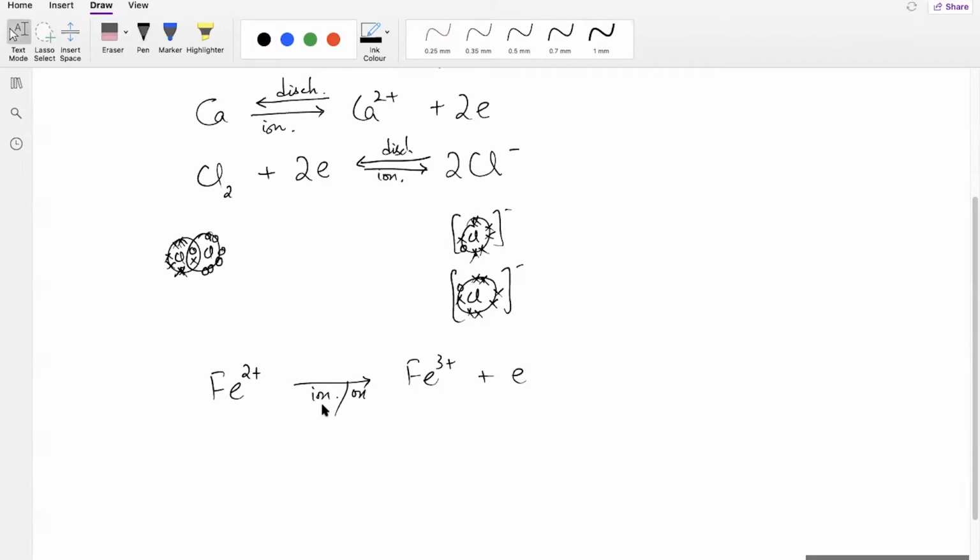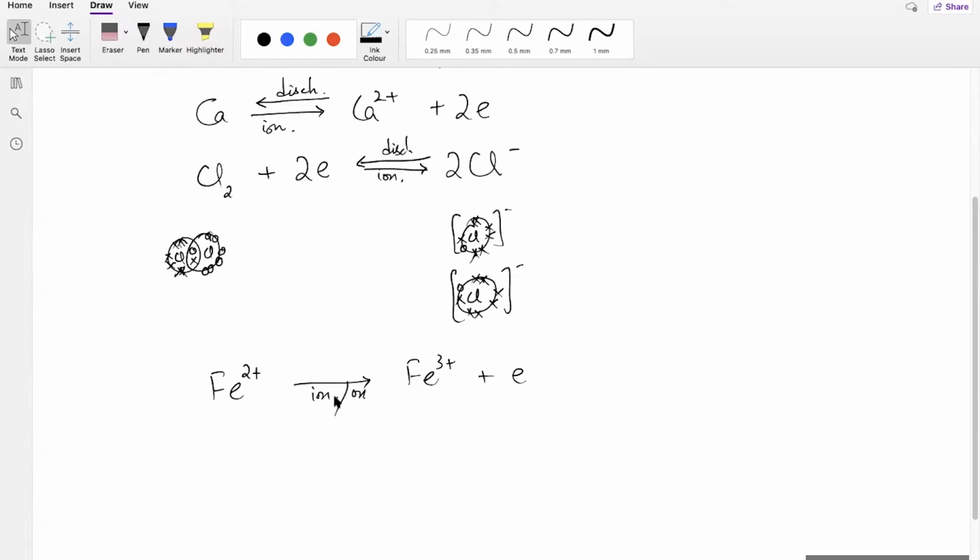Because iron 2 has a positive 2 charge and iron 3 has a positive 3 charge, that means iron 3 has lost 3 electrons, more electrons than iron 2 has. So that is further ionization for iron 2, and in any case, this is oxidation.